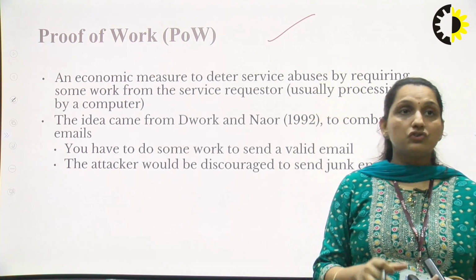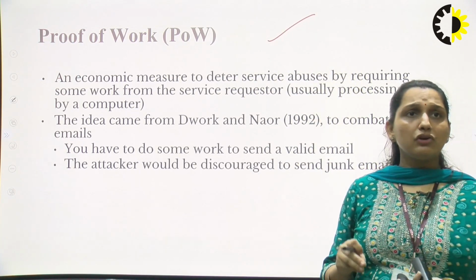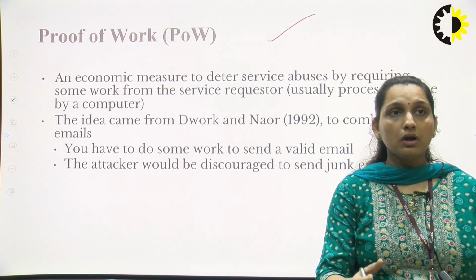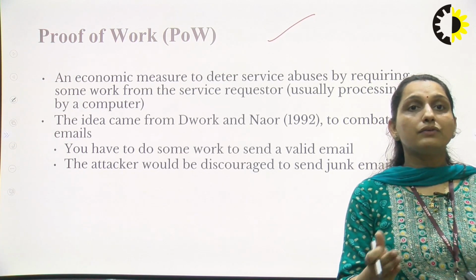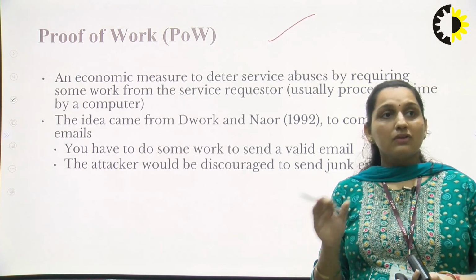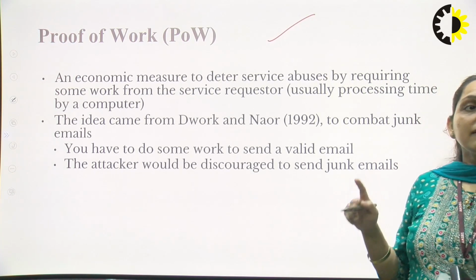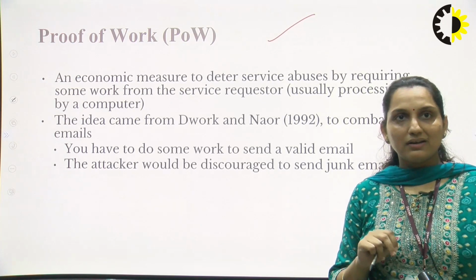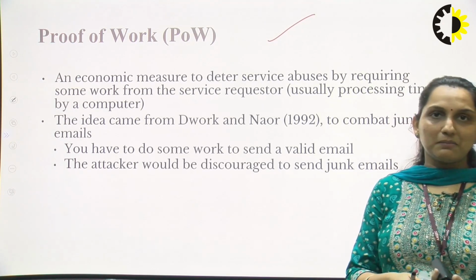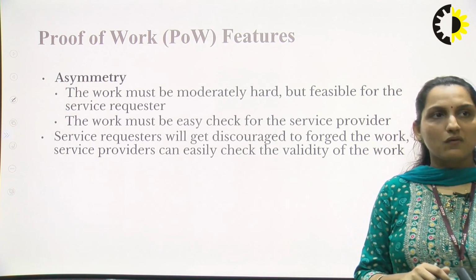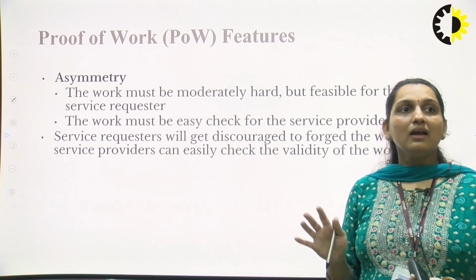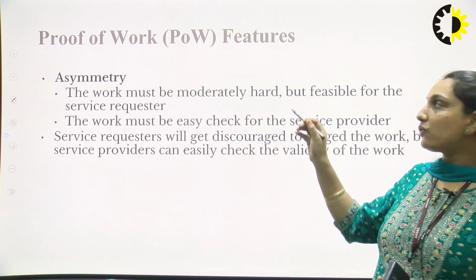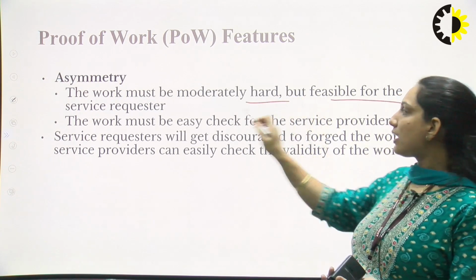It is a measure to detect services abused by someone: the requester says I have done some work, and then the authenticator will prove it. For example, with an authentic mail and a junk mail, how can we differentiate between them? We will see by using proof of work. In this we have the asymmetric property: the work must be moderately hard but feasible for the requester.